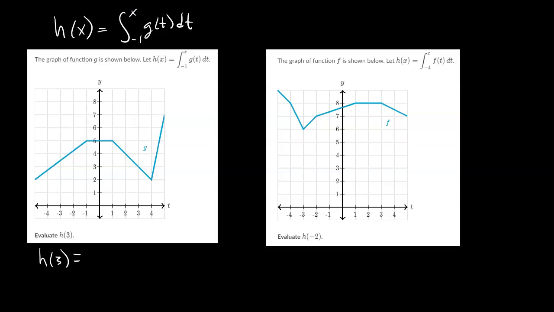Oh, that was a bad 3. That was a great way to say it. Yes. So I'm going to find the area underneath the curve from -1 to 3 from function g.